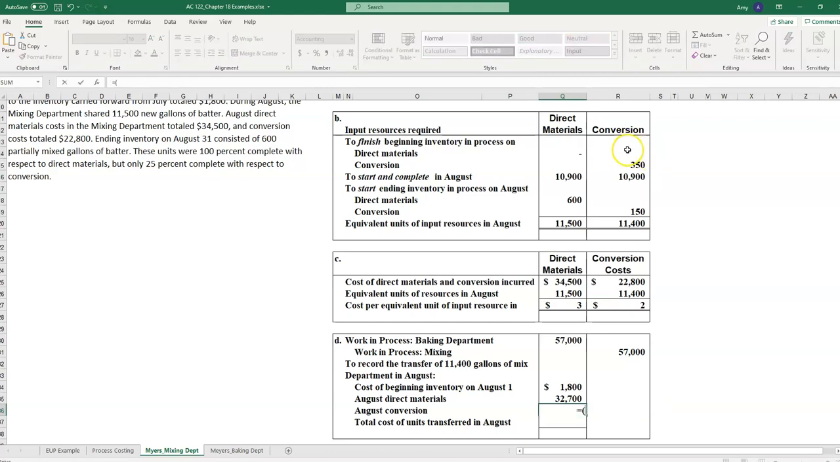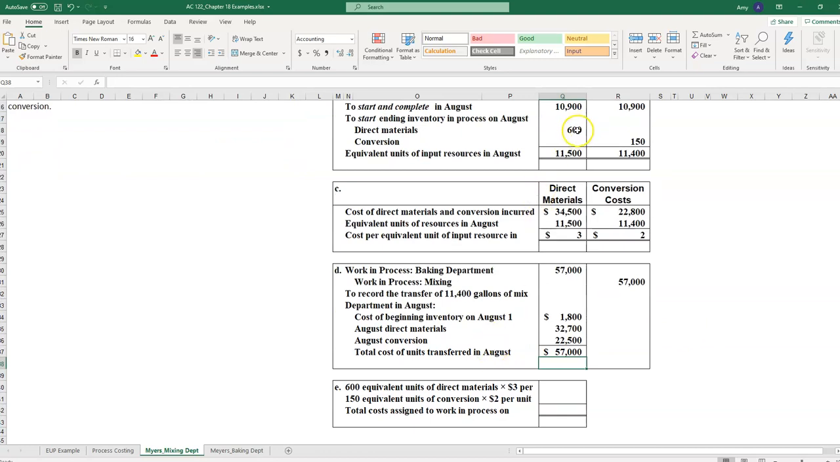So we're going to add this 350 plus the 10,900 started and completed. We're going to take that total times $2 per unit for conversion costs. We add those costs together, and that is the 57,000 that we transferred to the baking department.